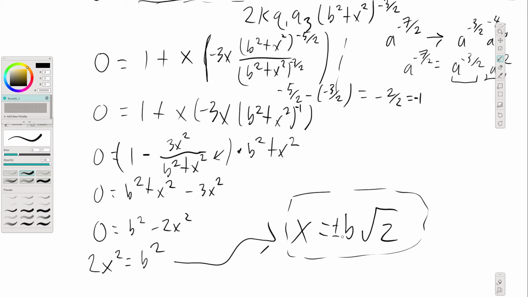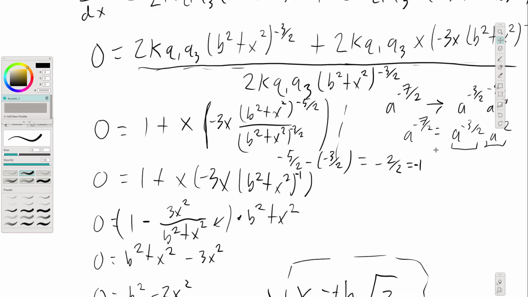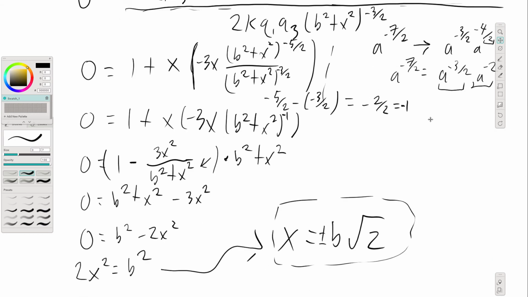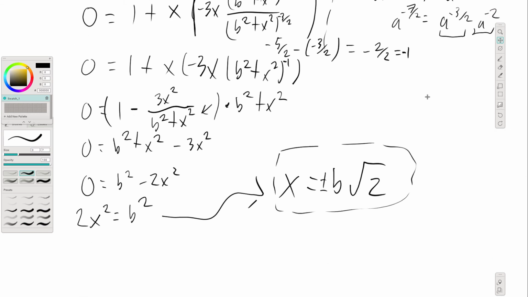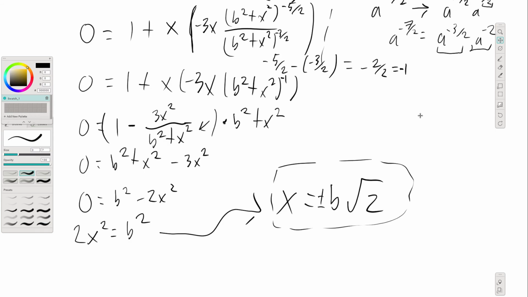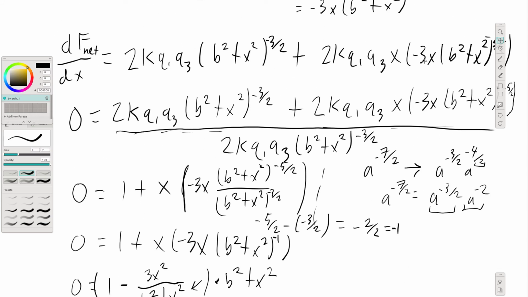Now, a thorough mathematician, which we are not, would plug that back into the equation and figure out if it's a maximum or a minimum. Forget that, because we already know what this function looks like. So keep this in mind, plus or minus b times the square root of 2. Square root of 2 just means some rando number.